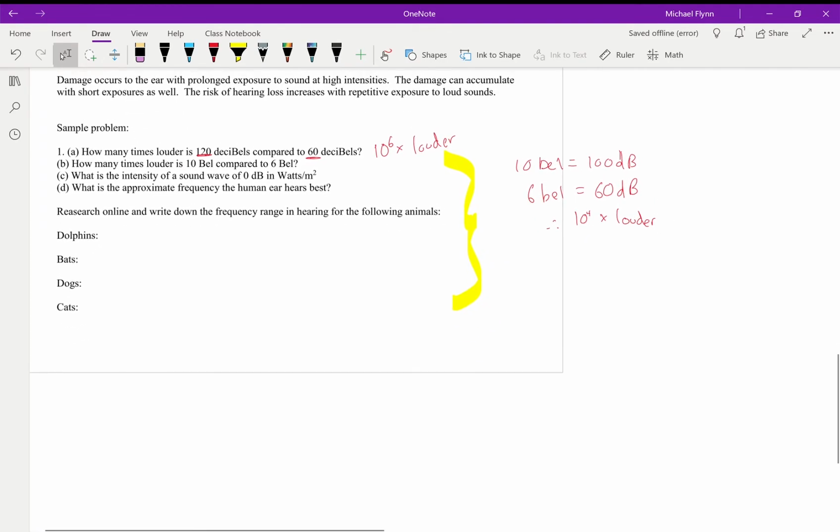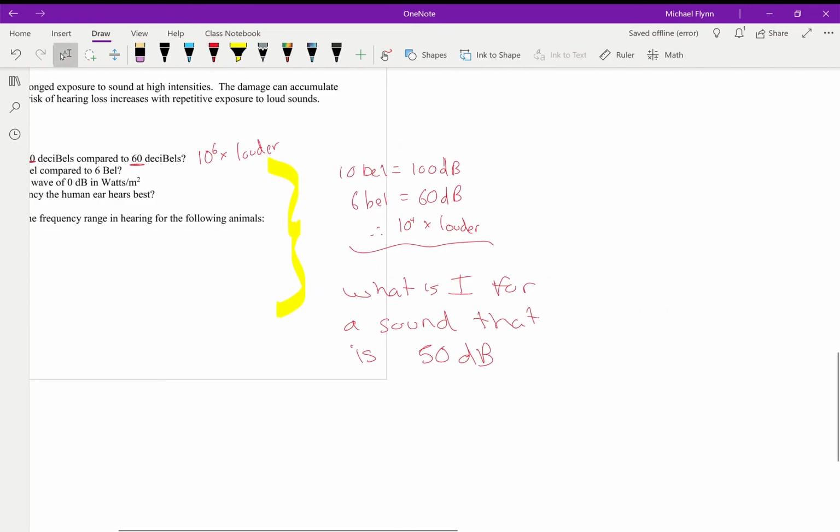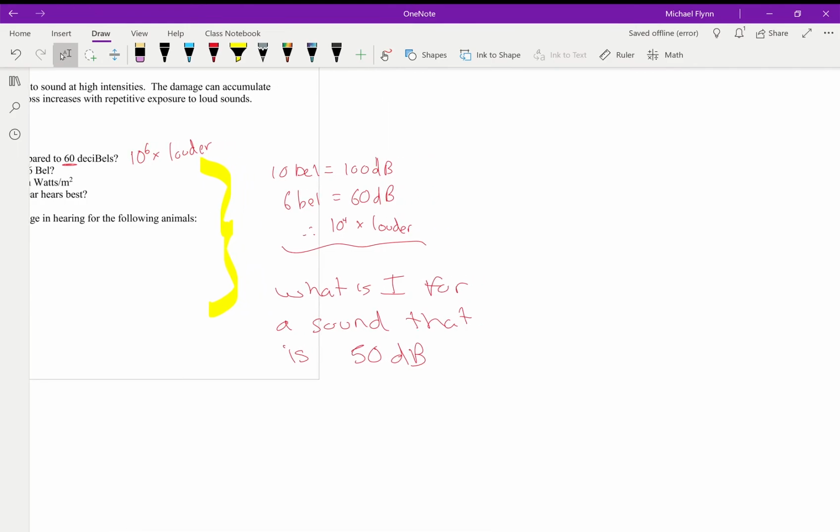It's pretty simple. Now, if I asked you the reverse question, for example, what is the intensity I for a sound that is 50 decibels? All you have to do is start at 10 to the negative 12, and then go up 5 powers of 10. So negative 12 plus 5 is going to be negative 7.